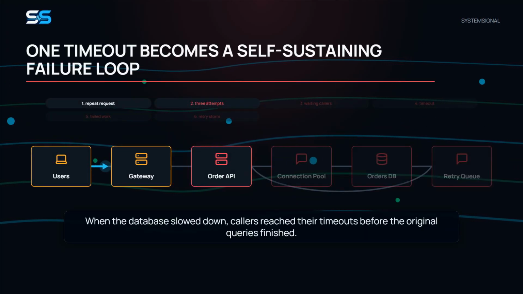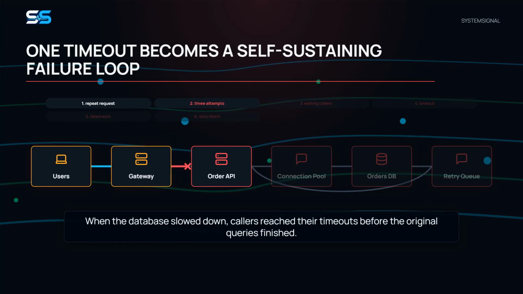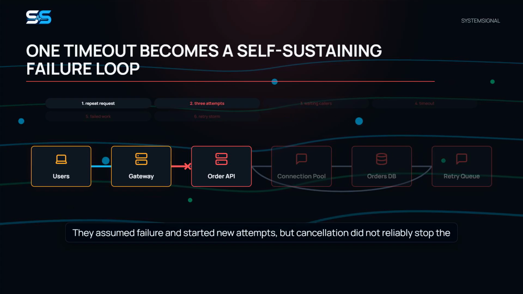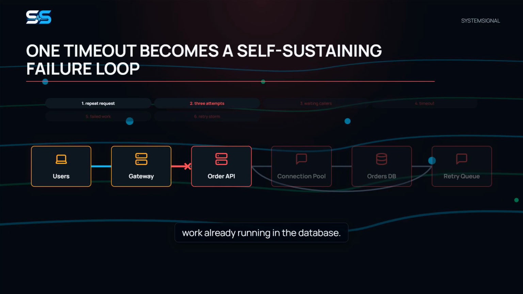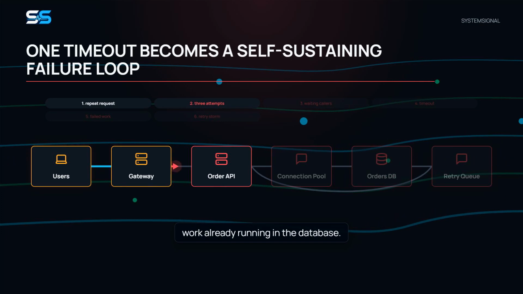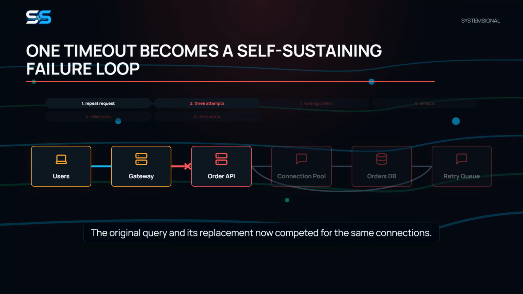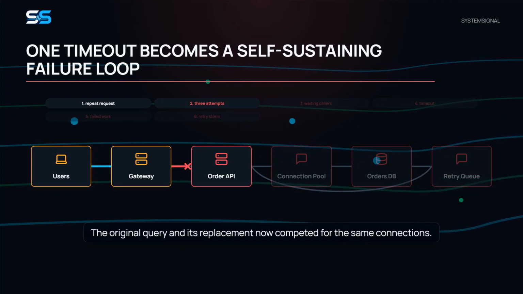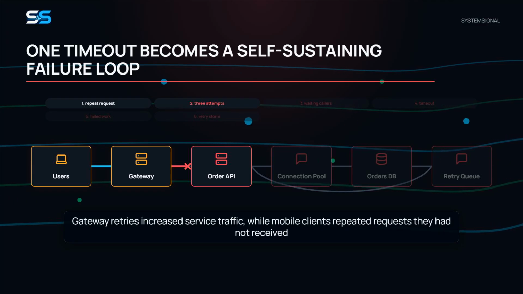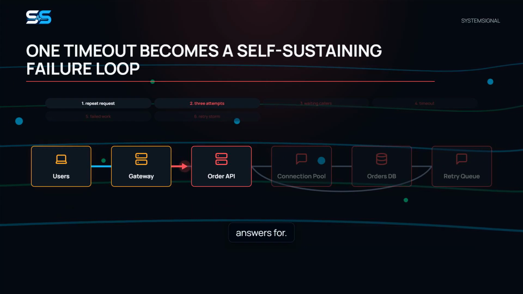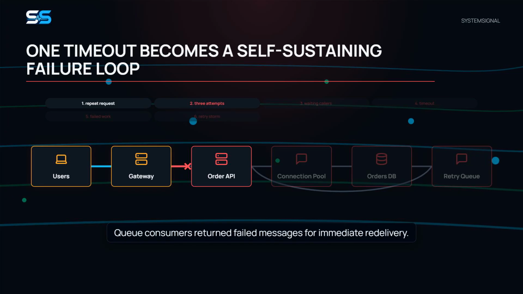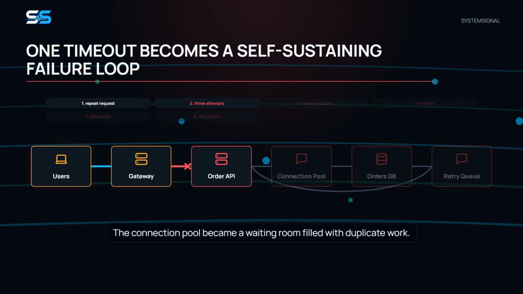When the database slowed down, callers reached their timeouts before the original queries finished. They assumed failure and started new attempts, but cancellation did not reliably stop the work already running in the database. The original query and its replacement now competed for the same connections. Gateway retries increased service traffic, while mobile clients repeated requests they had not received answers for. Queue consumers returned failed messages for immediate redelivery. The connection pool became a waiting room filled with duplicate work.